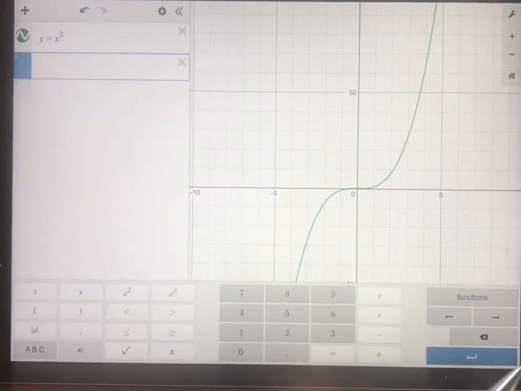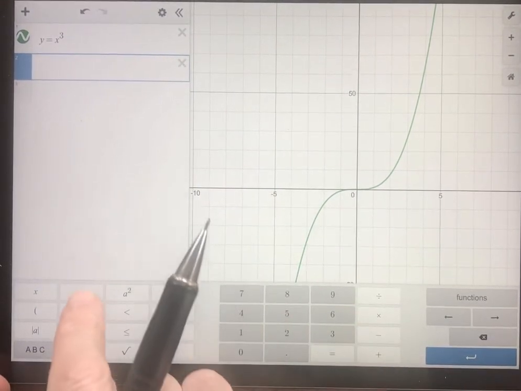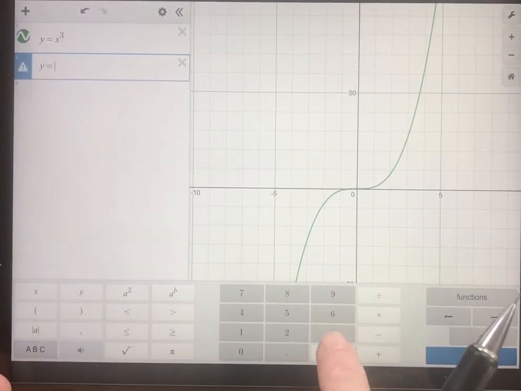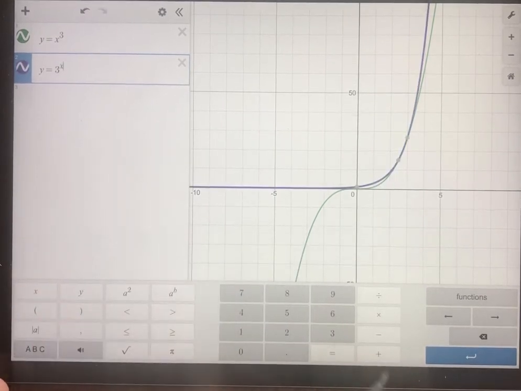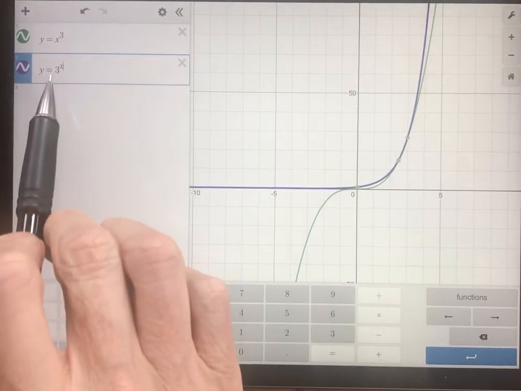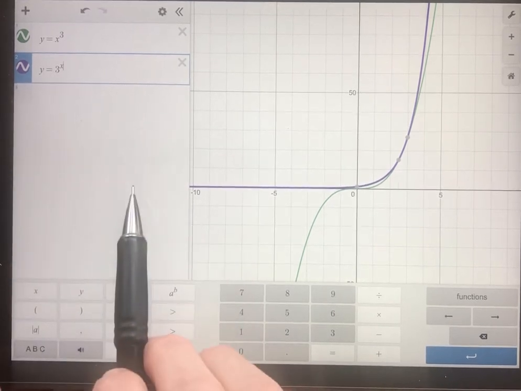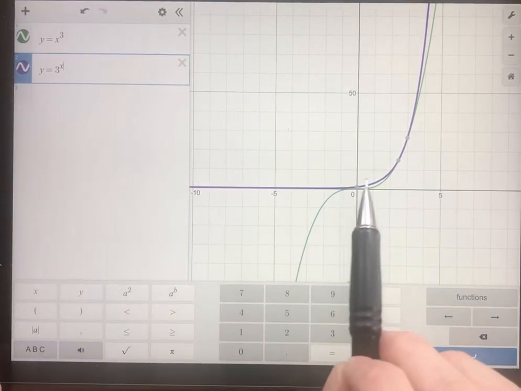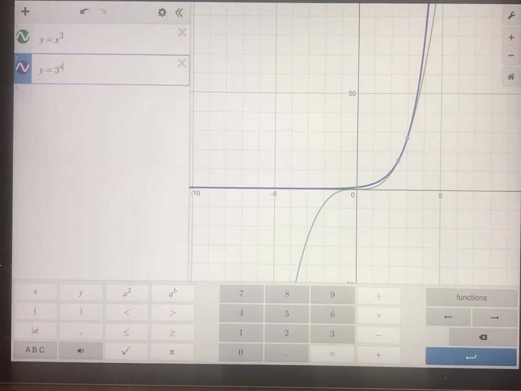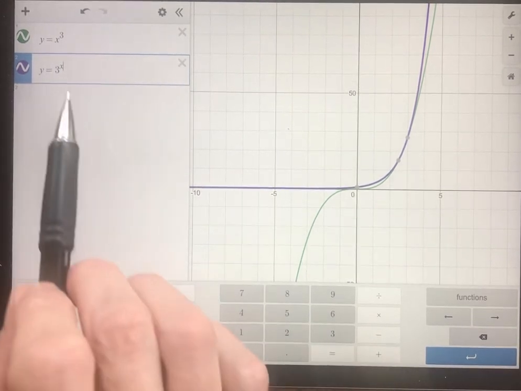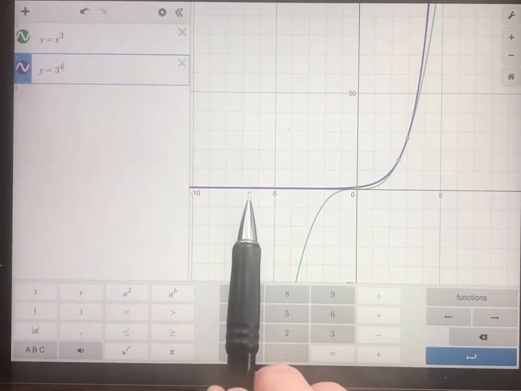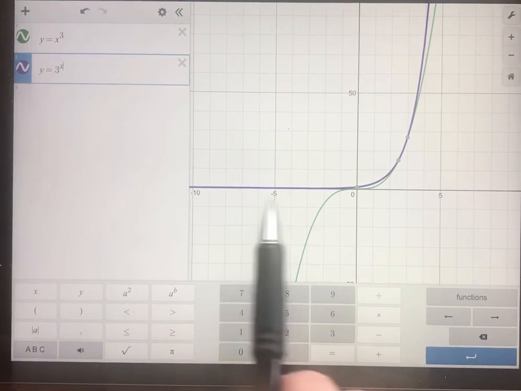Now let's put in our exponential function. y is equal to 3 to the x. And with our base of 3, which is greater than 1, we know that it increases as it goes from left to right. Now notice what Desmos did already. I've highlighted here the second one, the exponential function.